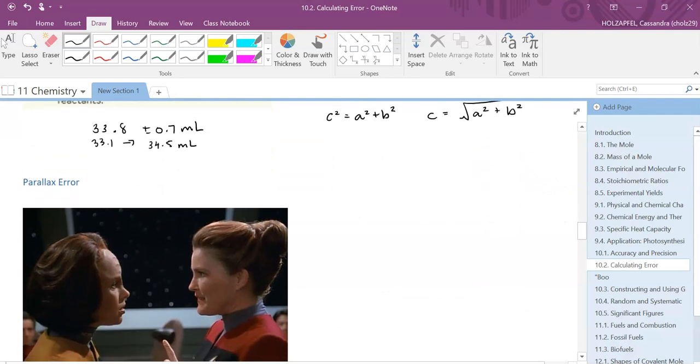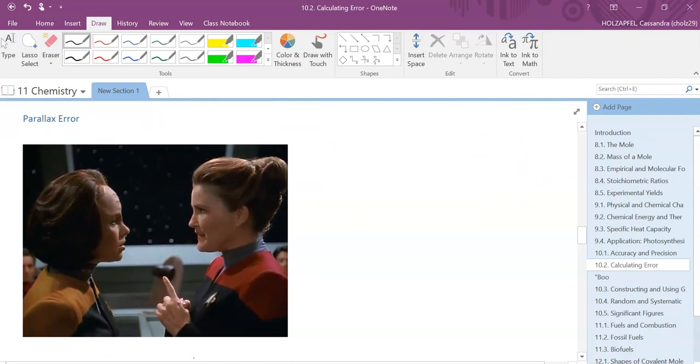Let's talk about some more types of error. So parallax error. Now, parallax error is a type of systematic error.